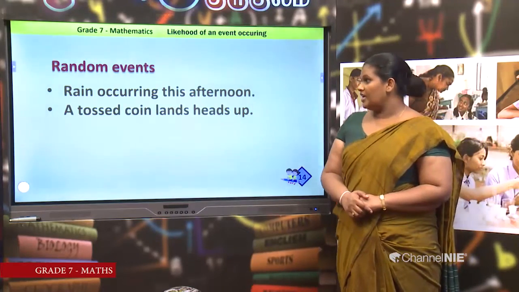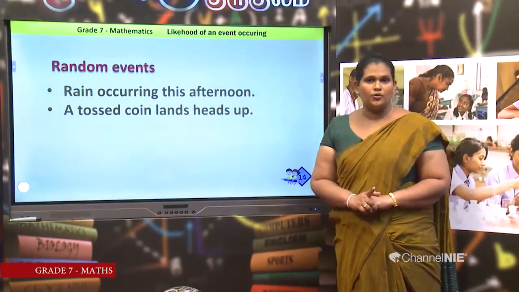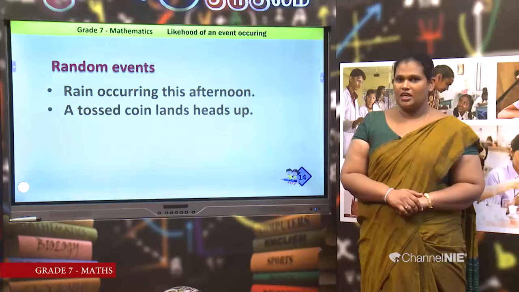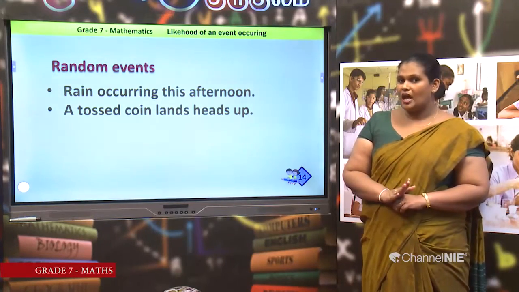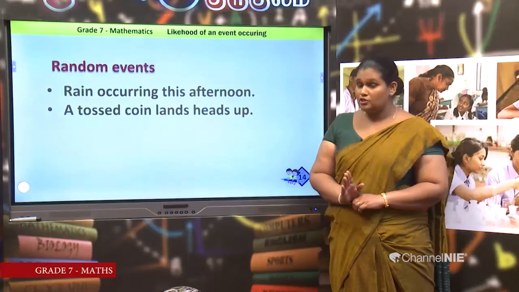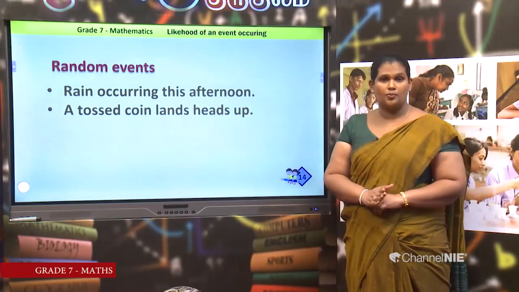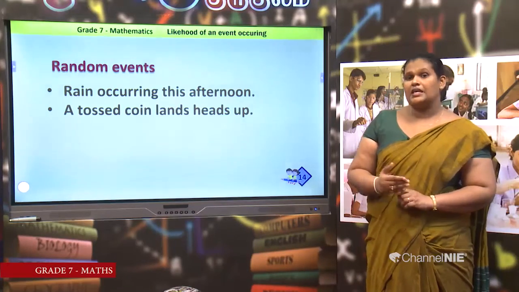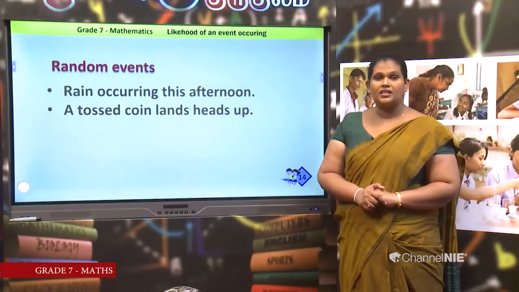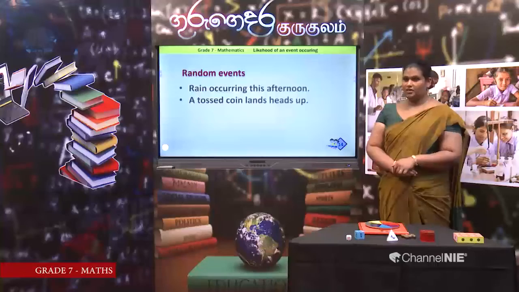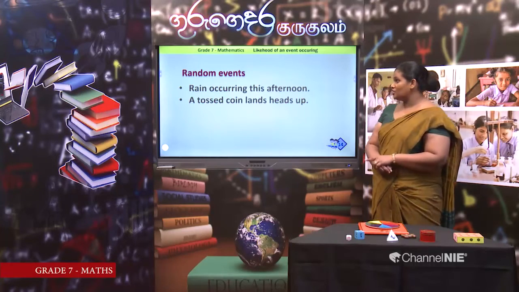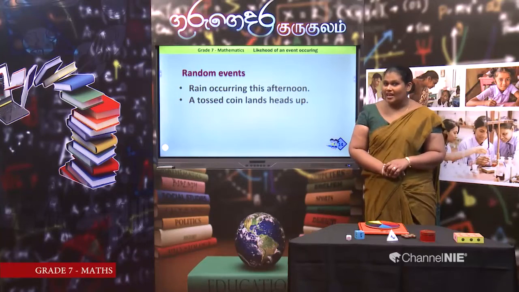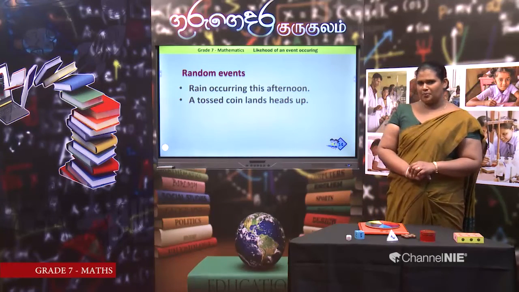A tossed coin lands heads up. So, now we are going to check whether this is a random event or not. If it is not a random event, it should definitely occur or definitely not occur. But if it is a random event, you can't always say the exact outcome you are going to get. Right. Now we are going to check whether tossing a coin is a random event or not. So, for that, I am going to do a small experiment.